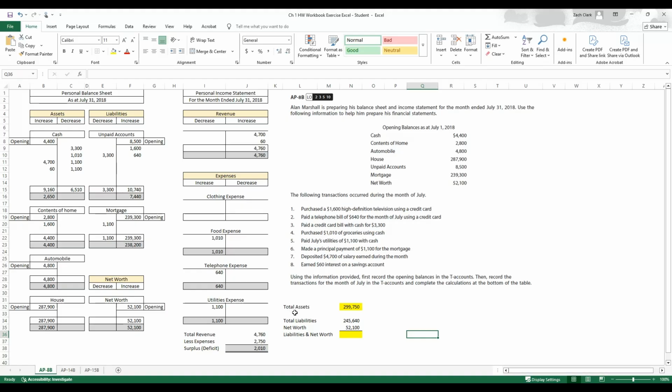Okay, so here we go. Total assets equals, and it should equal total liabilities plus net worth. Remember, that's our accounting equation. So the moment of truth here. Oh, one thing actually I forgot to do.